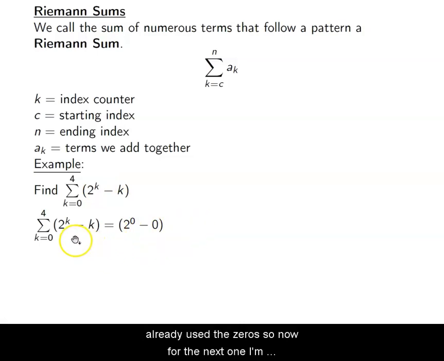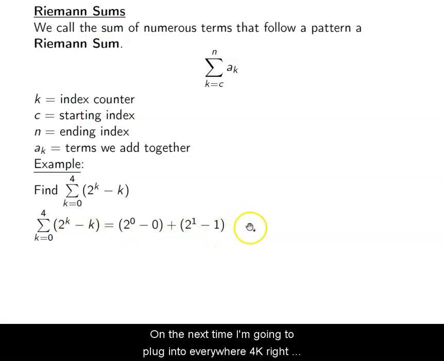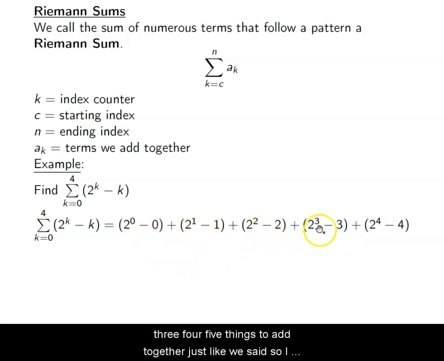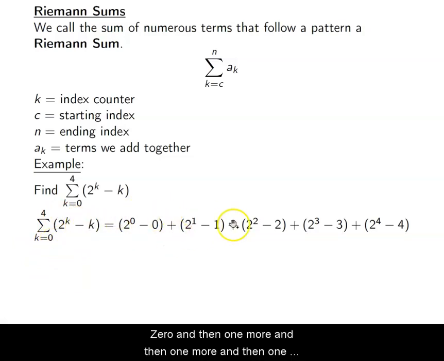I'm going to add to that. I've already used the zeros, so now for the next one, I'm going to plug in 1 everywhere for k: 2 to the 1 minus 1. On the next term, I'm going to plug in 2 everywhere for k, right? 0, 1, 2, then 3, and then 4. That gives me 1, 2, 3, 4, 5 things to add together, just like we said. So I started at 0 for my values of k, and I end at 4, and I count up by 1 everywhere I see k, until I get to my ending index.